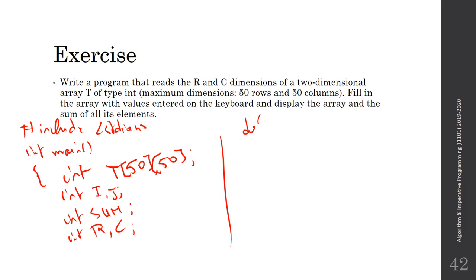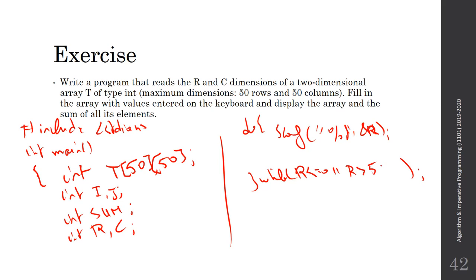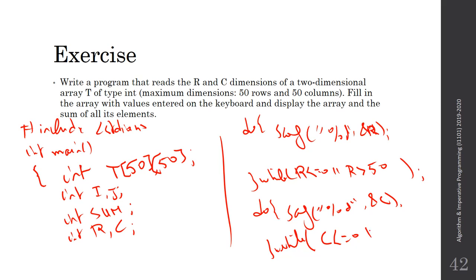So let's do while, scanf %d, address of r. You should print enter the number of rows, but I'll skip that. As long as r is less than or equal to 0 or r is greater than 50, I need to repeat that. The same for c: scanf, enter the number of columns, I will read c, and I will repeat that as long as c is less than or equal to 0 or c is greater than 50. So I have just read r and c, and they are both between 1 and 50.